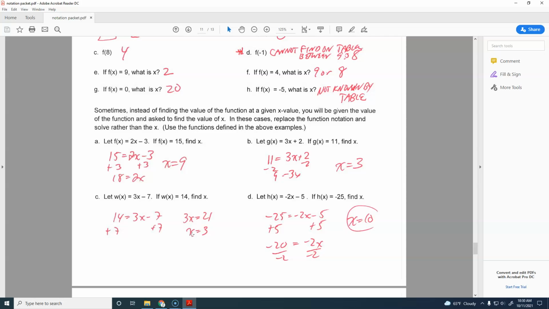Okay, each one of these is different too, because here it doesn't say find f of 15. It says f of x equals 15. So you replace f of x with 15, and then you're going to have an equation that you have to solve.